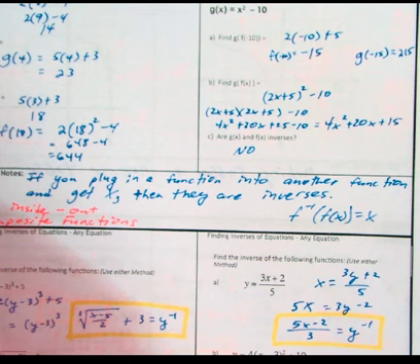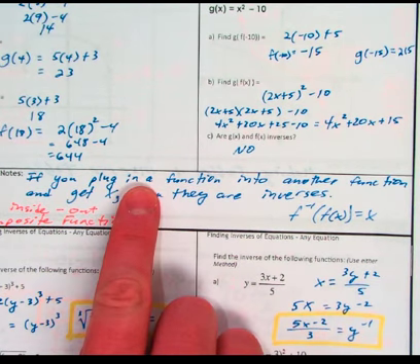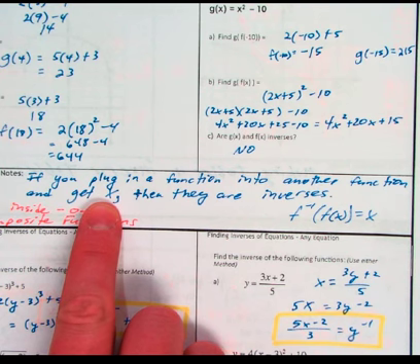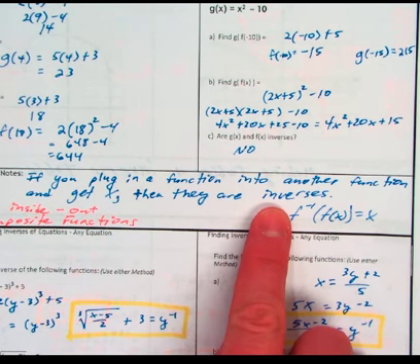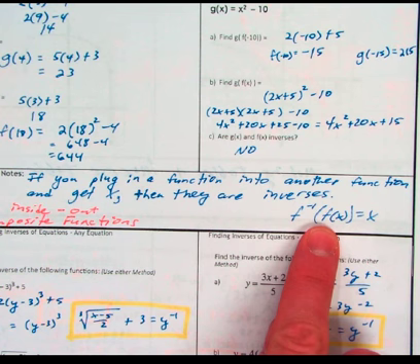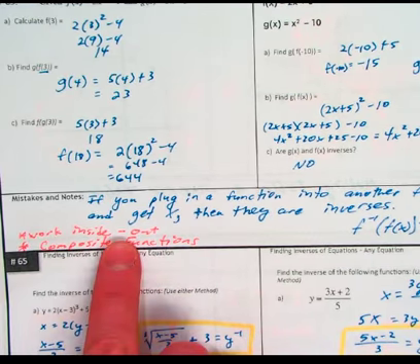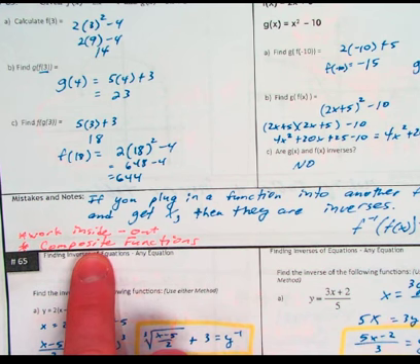What you would say is if you plug a function into another function and you get x coming out, then we say that they are inverses. And so then f inverse of f of x equals x. You work from the inside out when you do these problems, and it's called composite functions or function composition.